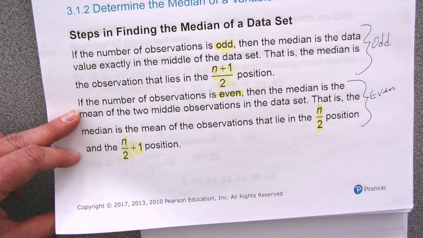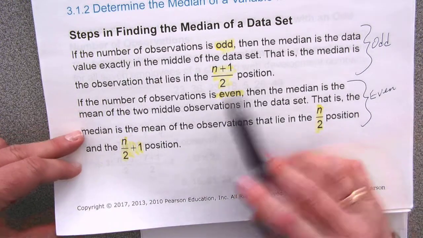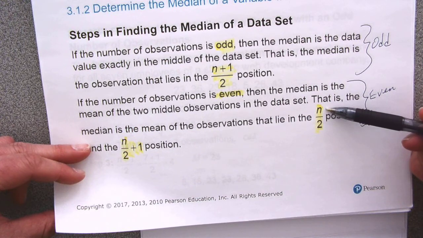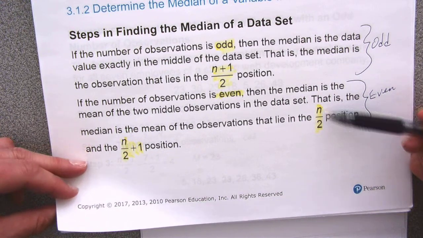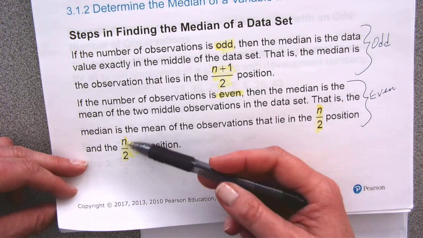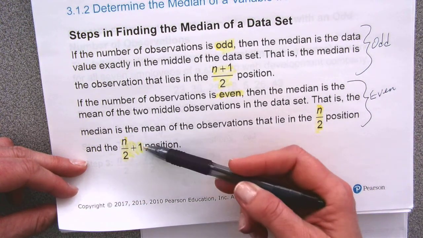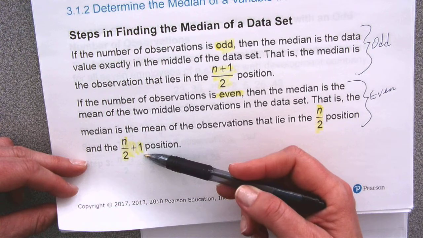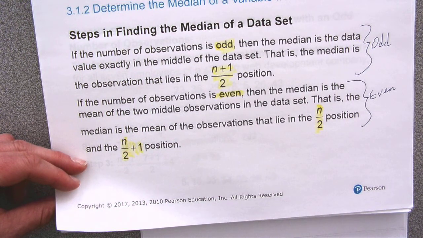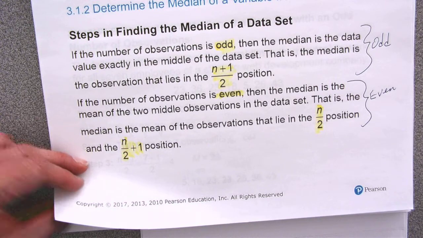Okay? All right, so if you have an even number of observations, so if I have 500 observations, I take 500 divided by 2 is 250. And then I take 500 divided by 2 is 250 plus 1, so 251. So I take the 250th and the 251st observations, add them together, and divide by 2. Okay? Any questions on that?